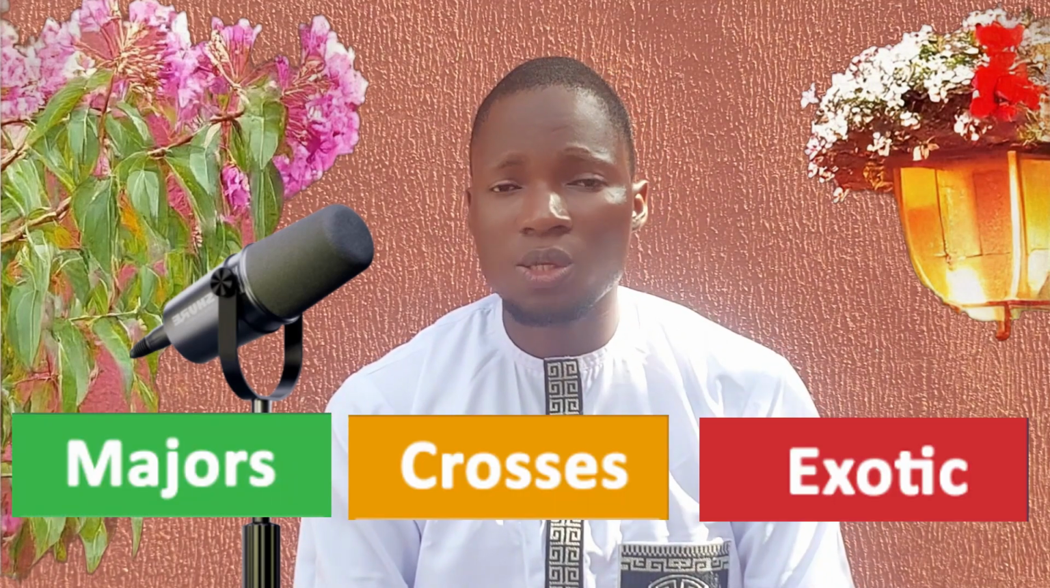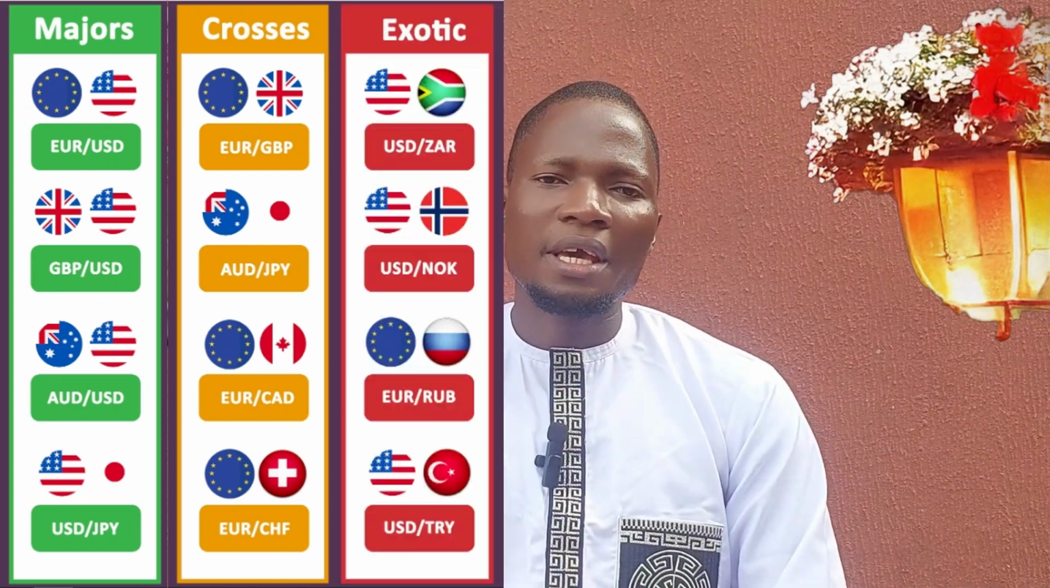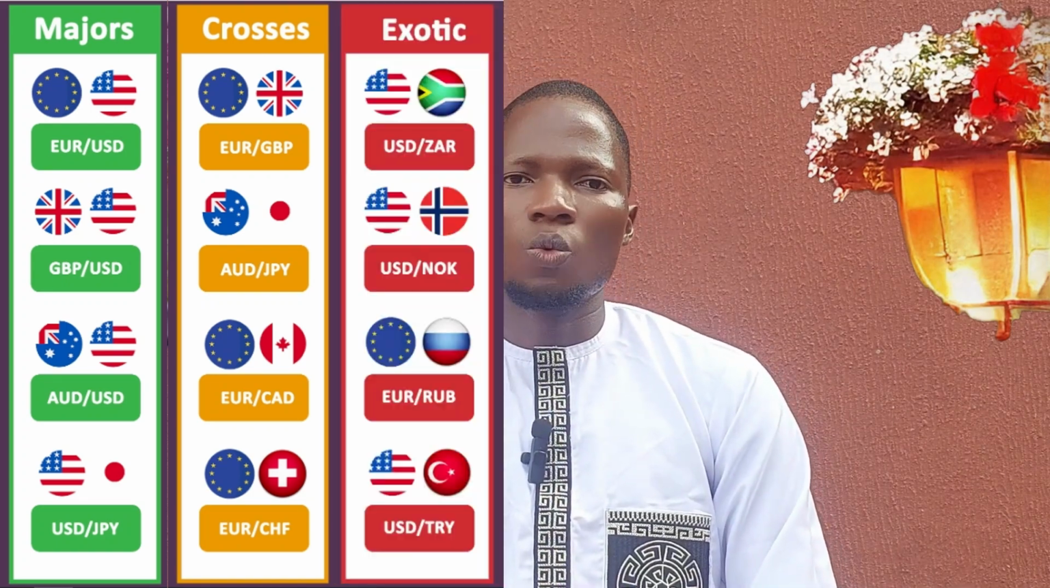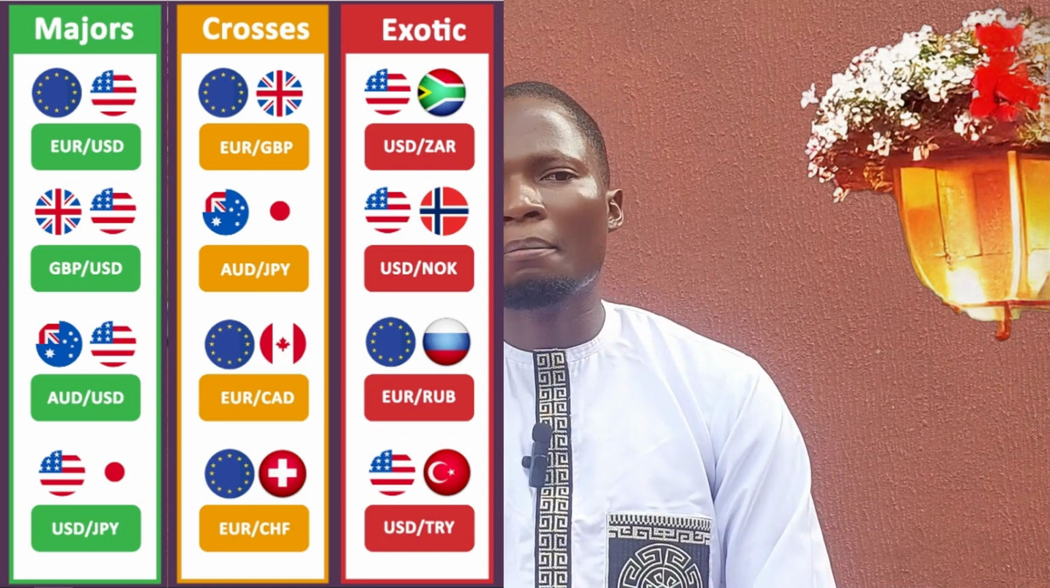There are 3 types of currency pairs: major pairs, cross pairs and exotic pairs. Major pairs involve the US dollar and are the most traded global currency pairs. Cross pairs do not include the US dollar. Exotic pairs combine a major currency with one from an emerging market.